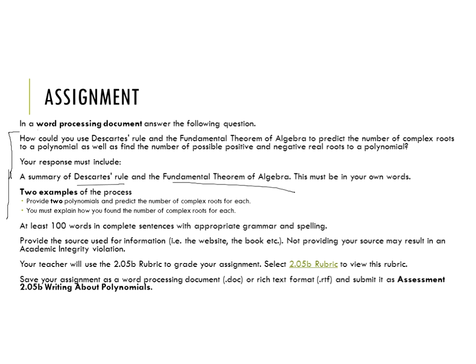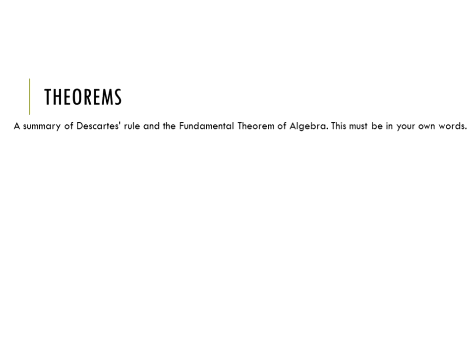Each example has to predict the number of complex roots, so that means we need to know the number of total roots from the fundamental theorem, and we need to use Descartes' rule to tell the types of roots, and we have to explain how we found each of those predictions. We're also going to provide a source for our information, and that about sums it up. So we're going to break this down in 2 pieces. The first thing that it says is to give a summary. So that's what we're going to do first.